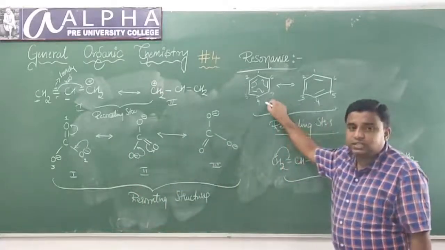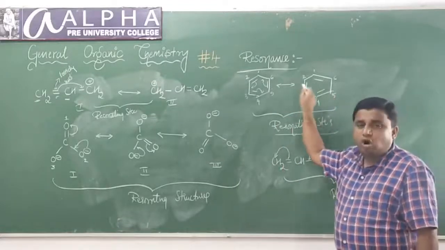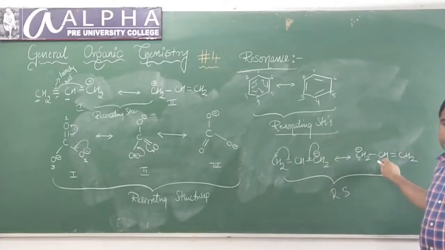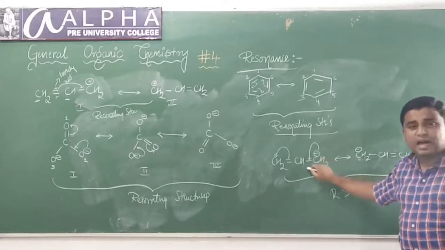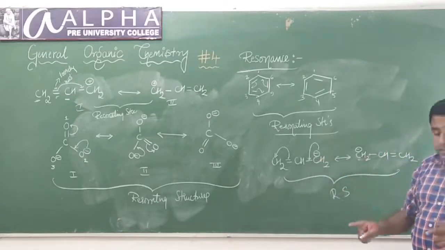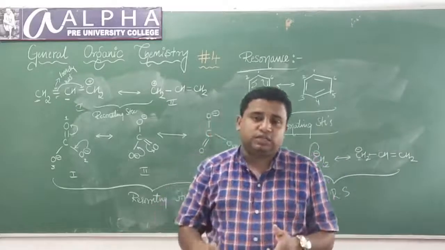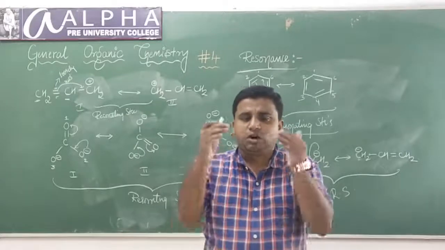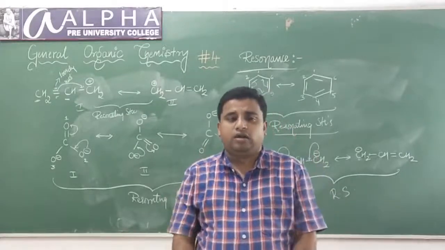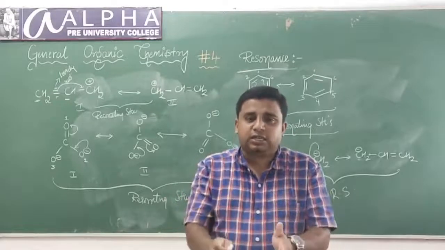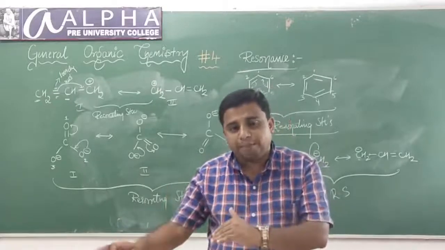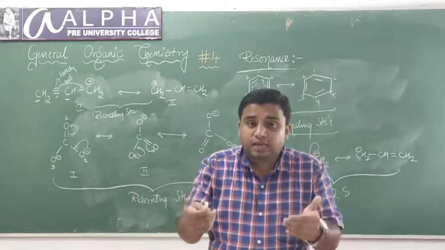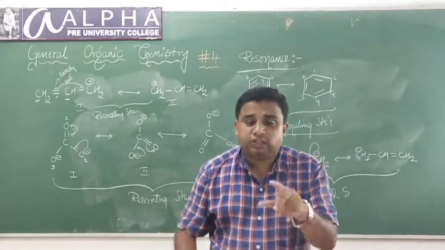Either this resonating structure or this resonating structure cannot explain all the properties of benzene. Either this or this cannot explain all the properties of the allyl carbanion. I hope you understood. Resonating structures cannot explain the properties of a particular species, molecule or ion. They are just imaginary, present only on paper or on the board. They do not exist. The concept of resonating structure is purely imaginary.